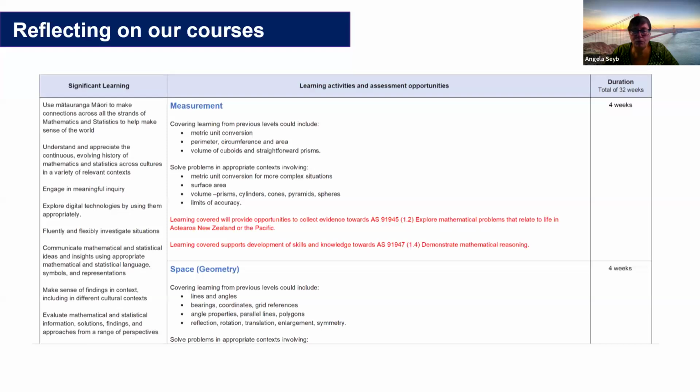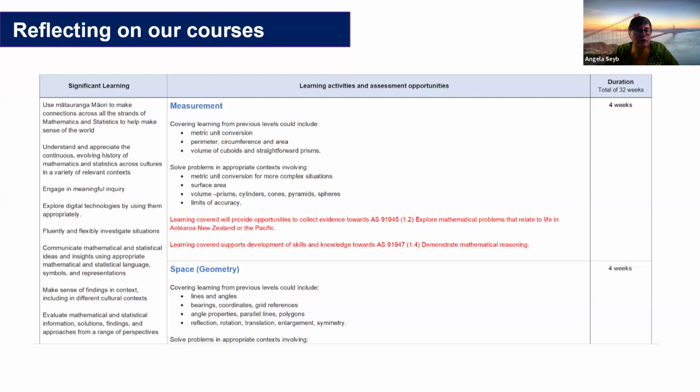So I put up a couple of course outlines just to have a quick glance at. This is a course outline where the teacher has broken it down with the significant learning broken up by the strands that we would expect. So we've got a measurement topic followed by a geometry topic, and it progresses through the year topic by topic.